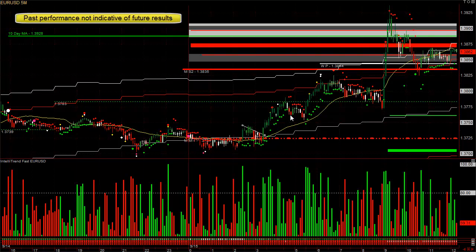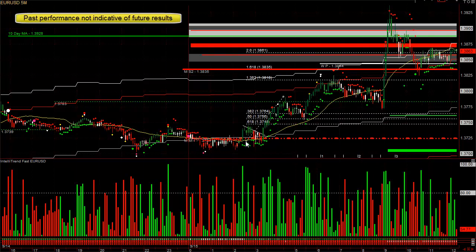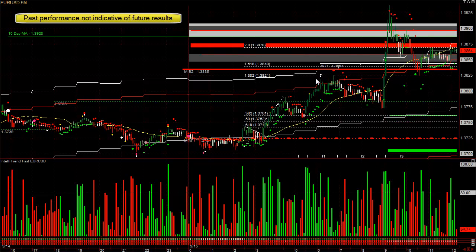You might have bought this pullback right here, kind of went up, and then you would have got stopped out. You would have lost 10 pips there. You went long again. And you always want to draw your fibs on the previous wave because most times the first or second fib target is where the market's going to stall. So here it went right to the 1.382 fib target.